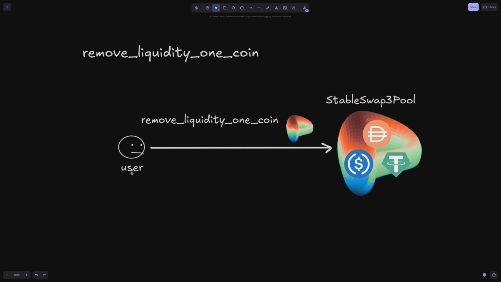And for this example, let's say that user wants all of their liquidity withdrawn in a single token, DAI. The stable swap contract will calculate the amount of DAI to send back to the user, and then transfer this DAI over to the user. In the examples that we looked at, the difference between this function and the function remove liquidity is that remove liquidity will send back all 3 tokens to the user. However, this function will send a single token that the user specifies. And in this case, the user specified that they wanted all of their liquidity withdrawn in DAI.